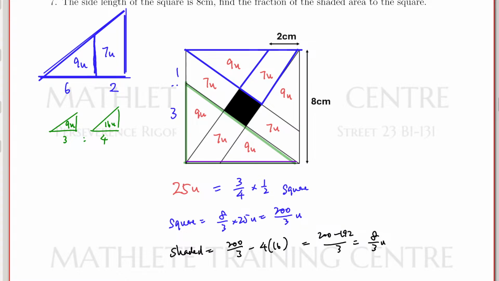And what we can see from here is that this 8 over 3 units compared to the entire square, which is 200 over 3, the fraction will be equal to what? Comparing these two, we can see the fraction is 8 over 200, which is equal to 1 over 25. That is the final answer for this question.